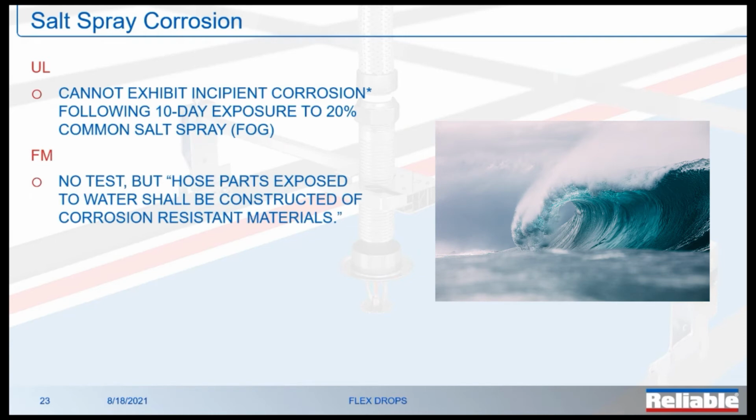FM does not test for this, but in their materials section, they simply say hose parts exposed to water. Now, that could be taken a couple ways, like the inside of the bellows, but I think their intent here is that, yeah, we don't want to just put black steel out there and have it sitting in an environment where it's going to rust up, right? We want to do some sort of a plating or coating on it. Could be galvanized or zinc plated or whatever it is. But they just simply address it in the materials section rather than an actual test.